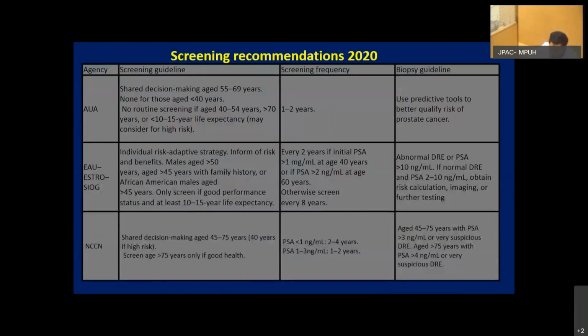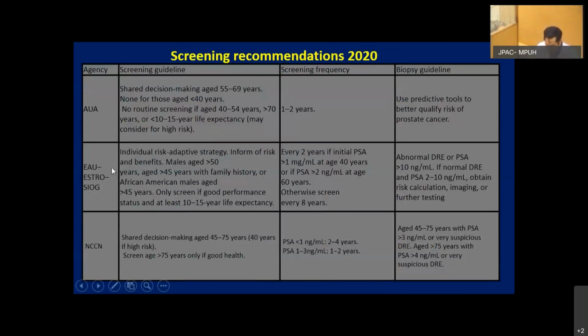I'll come to the screening recommendations which are there from 2017-18 to 2020. The AUA says that there should be shared decision making in ages 55 to 69, none for less than 40, and for 40 to 54, no routine screening. For more than 70 years, if life expectancy is less than 15 years, then not to be screened. Screening frequency should be 1 to 2 years.